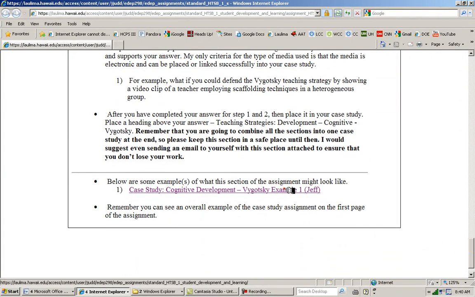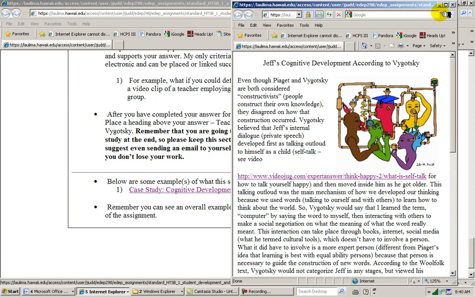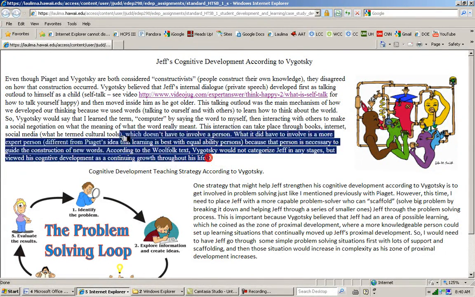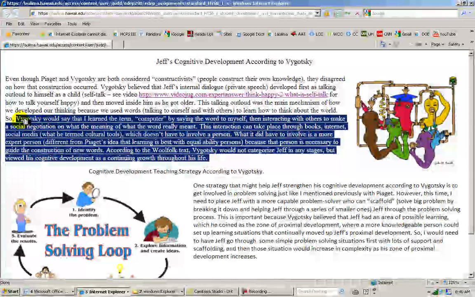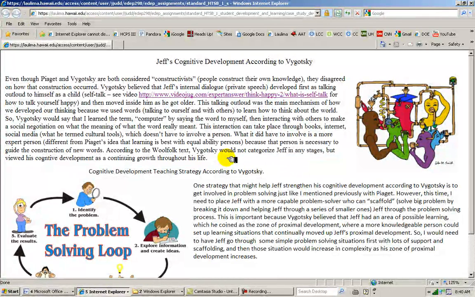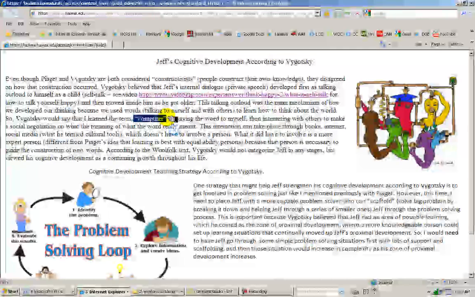And let's take a moment real quick to look at the case study of Jeff through Vygotsky. So the analysis is that Jeff has a private speech self-talk when he is trying to learn a problem or trying to solve a problem. And so this description would say Jeff's not in any stages, but his development is described through that self-talk, through the cultural tools of learning what these words are. And I think the example is computer as an example.